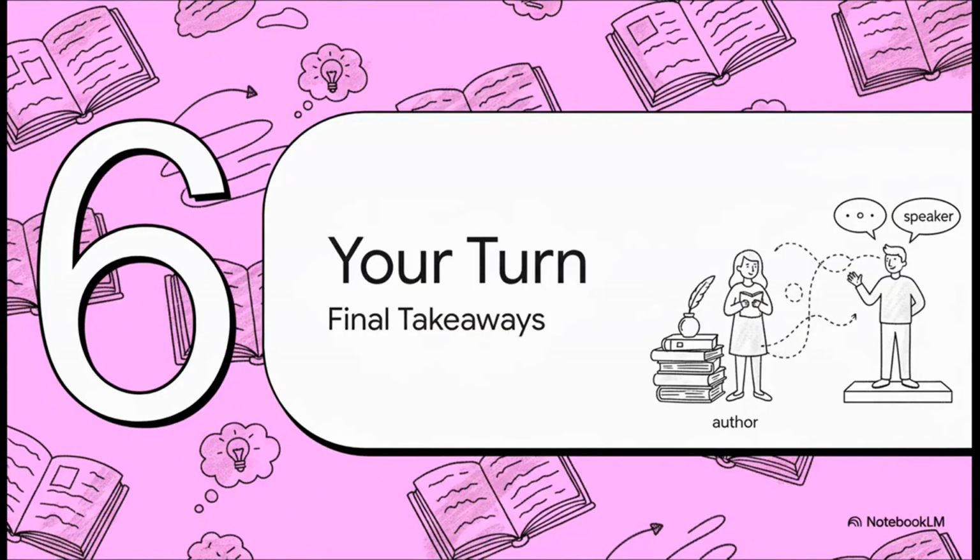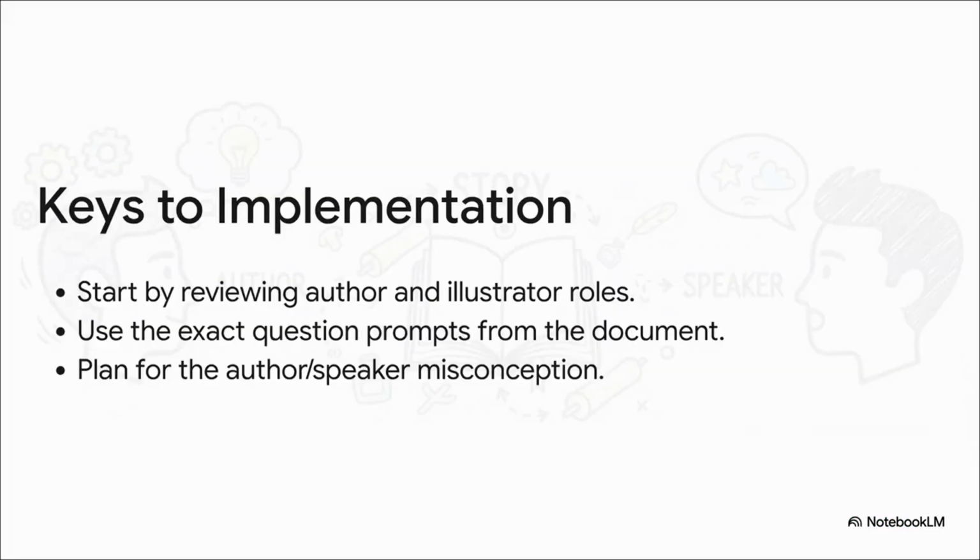Okay, let's wrap this all up with the most important takeaways so you can put this into practice in your own classroom, maybe even tomorrow. Here are your keys to success. Number 1, always activate that prior knowledge about authors and illustrators first. Number 2, don't reinvent the wheel. Use those powerful, targeted questions directly from the evidence document. And number 3, proactively plan your redirection for that super common author/speaker mix-up.